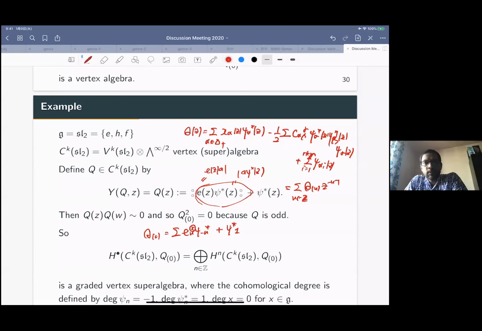Are there examples of this Q0 construction in other cases, such as the affine vertex algebras? It seems like, or is it a special sort of construction? Do you need to go to the superalgebra situation to construct examples of such Q0, or are there other simpler examples in just the vertex algebra case?